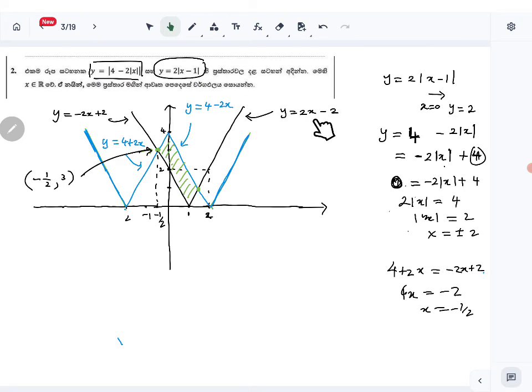This one, what are the two lines? 2x minus 2 and 4 minus 2x. So 4x equals 6, x equals 3 over 2. Right. So yes, roughly correct, no? And it looks like y is 1. Substitute 3 over 2, yes, you get 1. So y equals 1. So this point is what? 3 over 2 comma 1. Right.